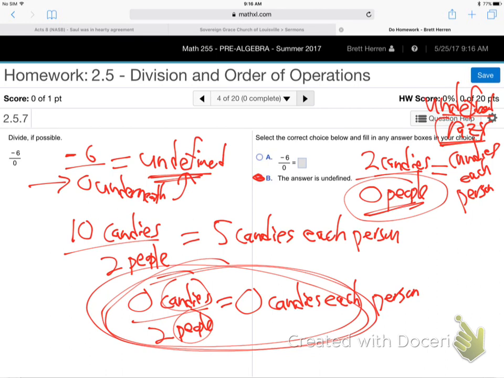0 underneath is undefined. 0 in the top, that's okay, that's just 0. 0 in the top is just 0. 0 underneath is wacko, it's undefined. You can't divide by 0. How do you take 2 candies and break it up among no people? You can't do that.